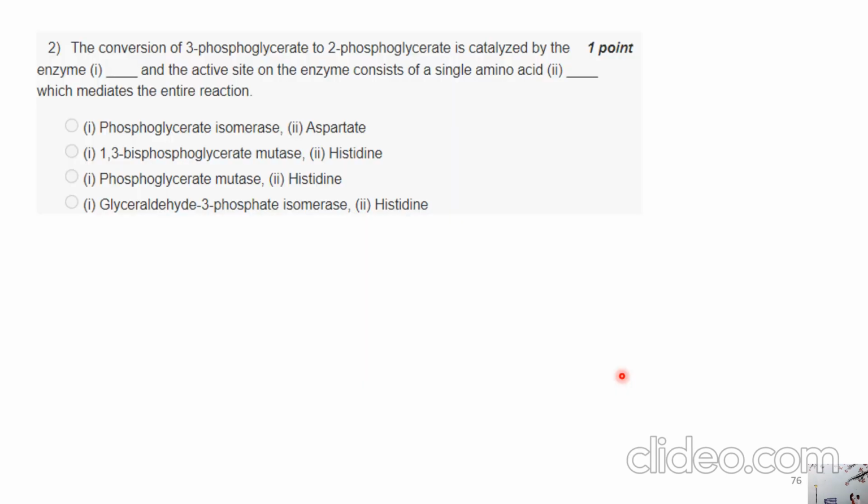The next question is something like this. The conversion of 3-phosphoglycerate to 2-phosphoglycerate is catalyzed by the enzyme dash, and the active site of this enzyme consists of a single amino acid which mediates the entire reaction. A. Phosphoglycerate isomerase, aspartate. B. 1,3-bisphosphoglycerate mutase, histidine. C. Phosphoglycerate mutase, histidine. D. Bisphosphoglycerate isomerase, histidine. So you have to do the match and pair.